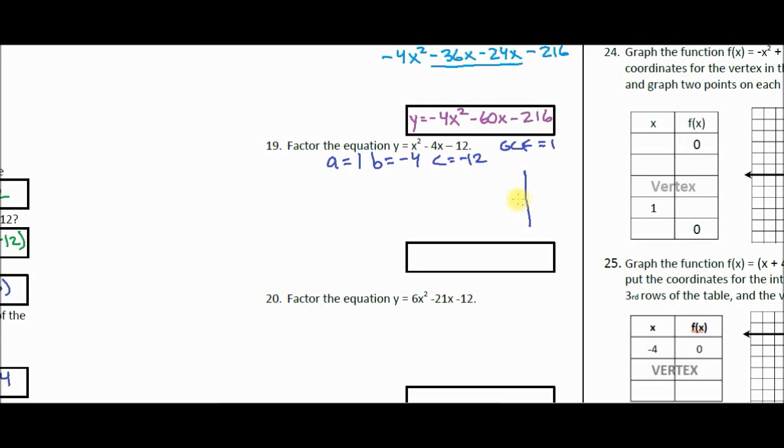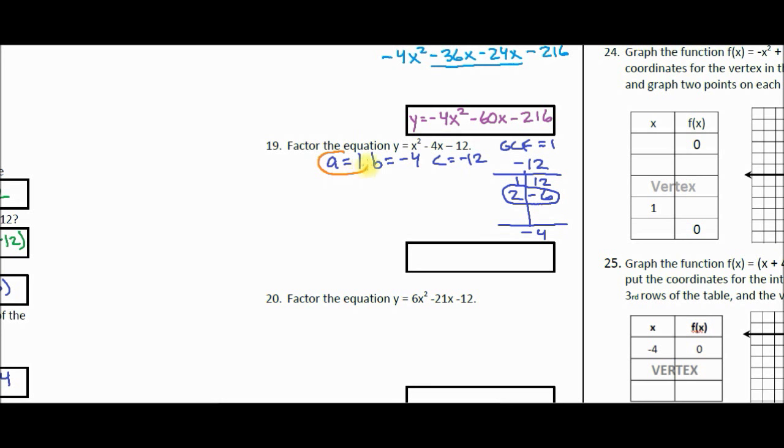Let's make our combination table and figure out our B terms. A times C is -12, B is -4. Let's go through our combos. 1 and 12, no good. 2 and 6, looks like we already got there. We need a -6 because we have -6 plus 2 is -4, and -6 times 2 is -12. There's our combination.